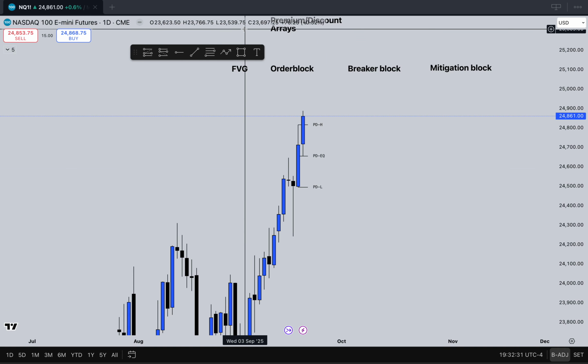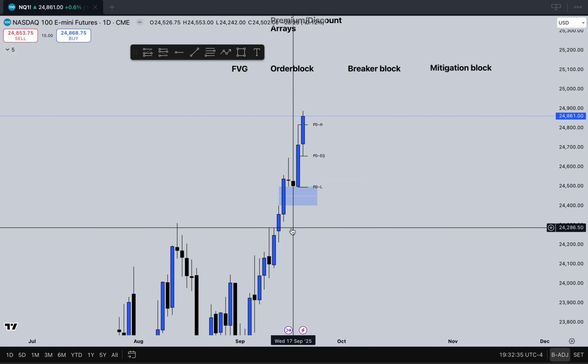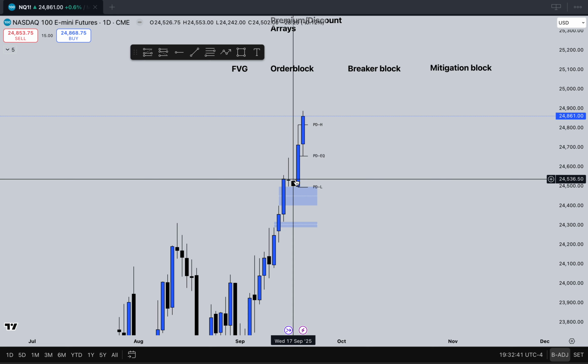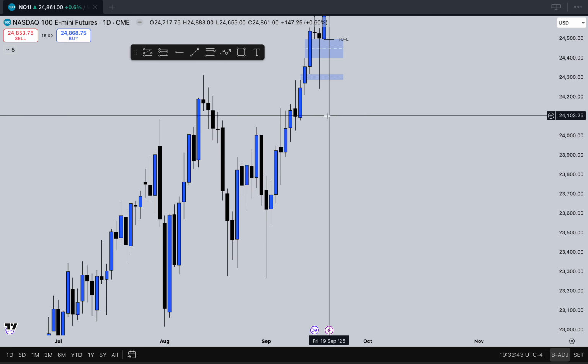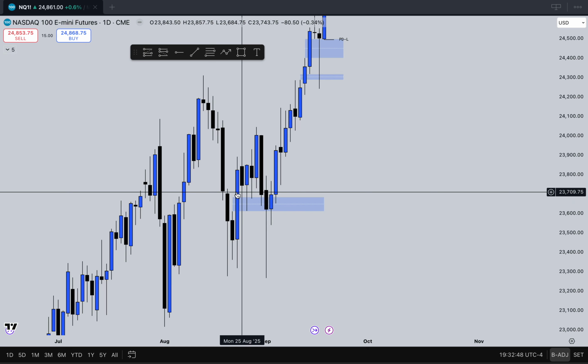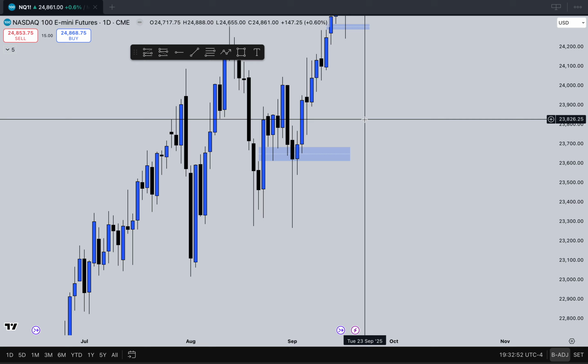A few examples of this would be right here. Right, we have this fair value gap. You can see the market digs all the way into it, all the way even down further into this fair value gap down here before rejecting them and then moving higher. Another example is right here. Here's a fair value gap that got held and respected multiple times before we got the move up.